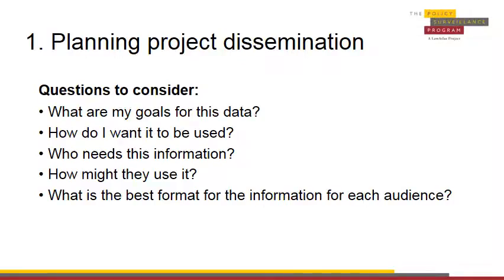The first step in publishing and disseminating consists of planning the dissemination of the project. When planning the dissemination of a project, a team should consider what their goals are for the project's data, how they want the data to be used, who will need this information, how they might use this information, and what the best format to distribute this information should be. Audience and goals are interrelated.